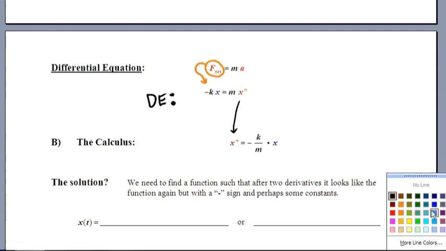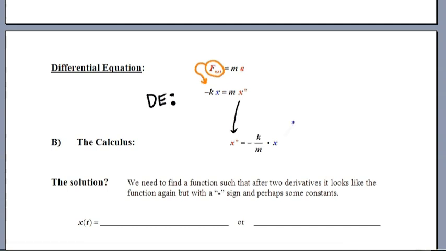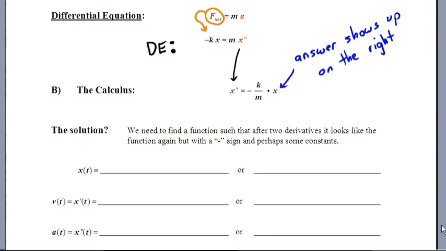Now this is a challenge because the thing that you're looking for is x. And there it is, the answer shows up on the right. So we can't just go and undo some time derivatives because the answer is hiding in there. So we're going to have to use our physics knowledge in order to see if we can answer this story.